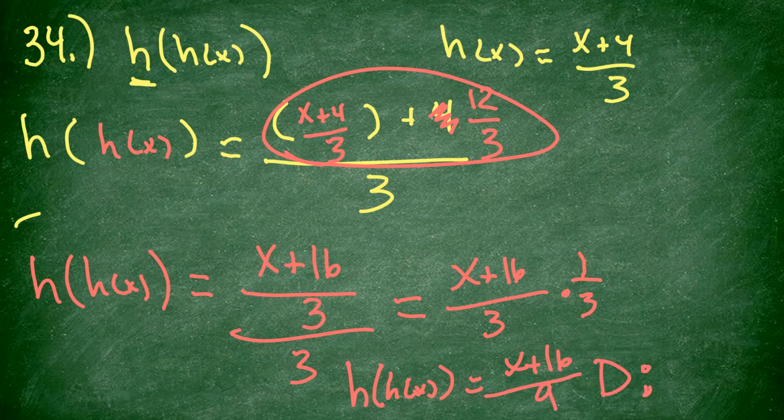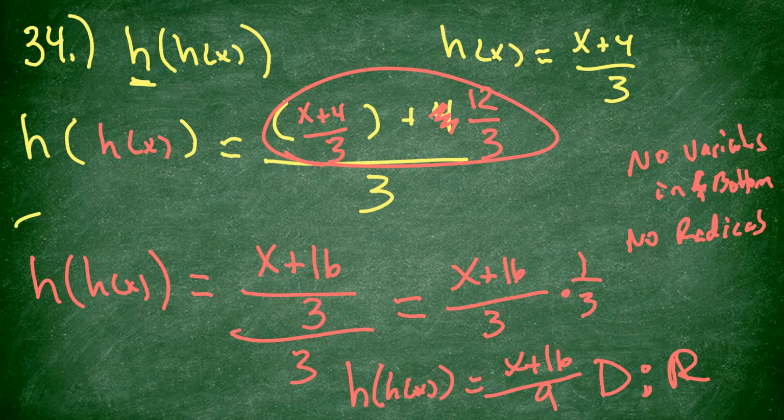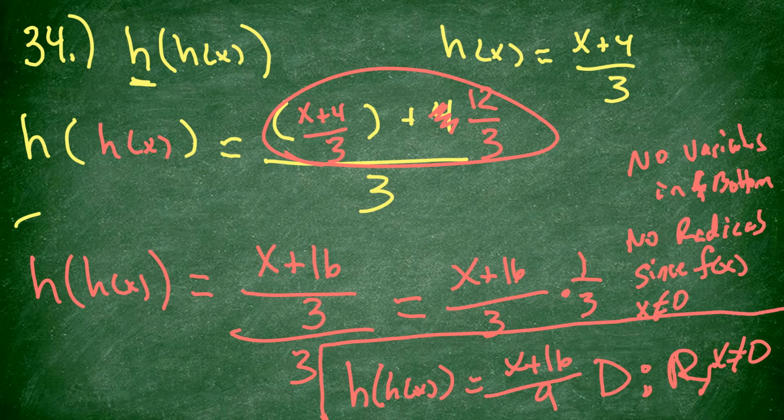Now you got to find the domain. Starts off as all the real numbers. There are no variables in my bottom. So that rule keeps it all the reals. There are no radicals. And then I look at my original function. All right. Since f of x says x cannot equal 0, I add x cannot equal 0. All right. So that's my final answer. And so that x is 0 added because of f of x, because that was one of my original functions.